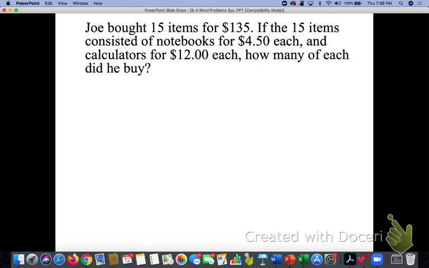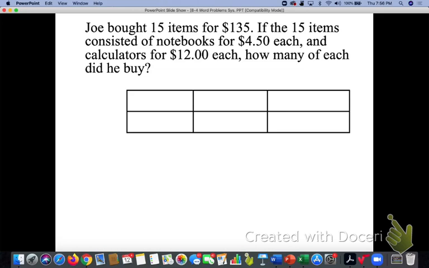Okay, this is a big one, a very important kind of word problem that we're going to see over and over. Take the time to at least write this question. Joe bought 15 items for $135. If the 15 items consisted of notebooks for $4.50 each and calculators for $12 each, how many of each did he buy? So we are going to create a 3 by 3.